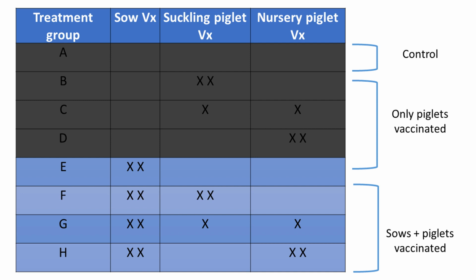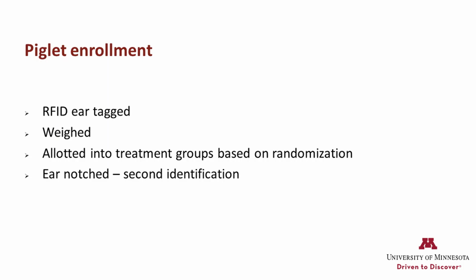So starting from the beginning of piglet enrollment, what we did is we went in, we randomly enrolled those 12 piglets. All of these piglets received a color RFID tag. They were then individually weighed, individually sexed into our system. They were put into those random treatment groups. And then they also received ear notches just for a second identification in case we were to lose that ear tag.